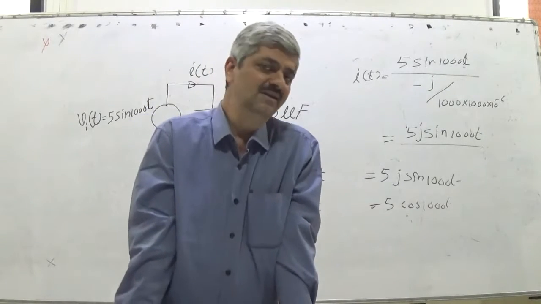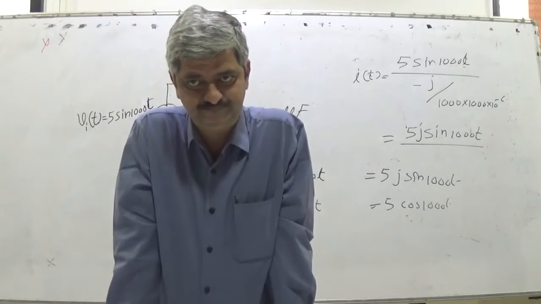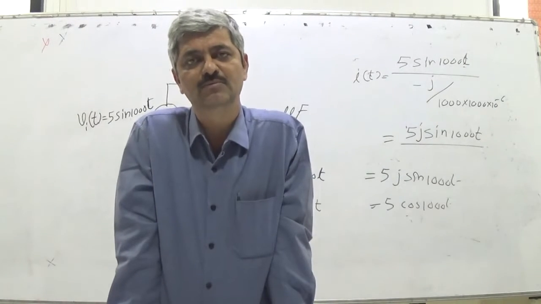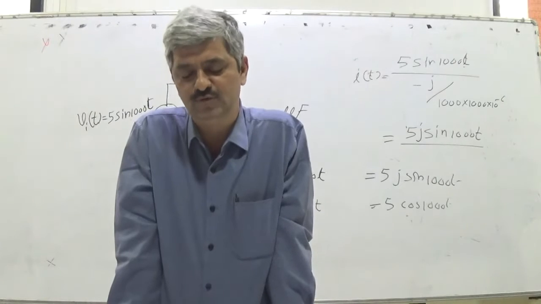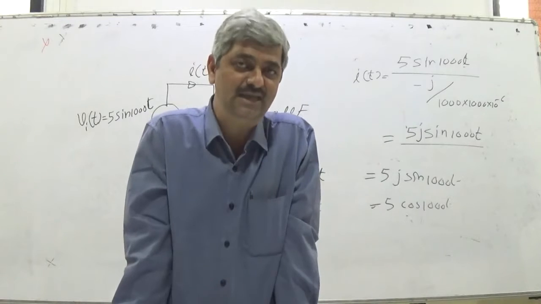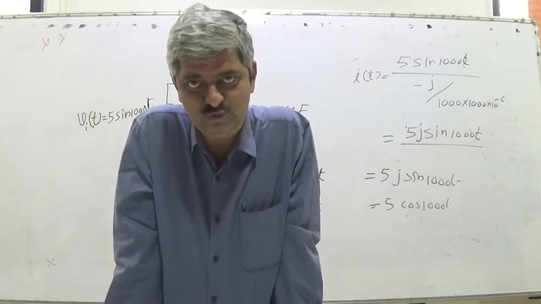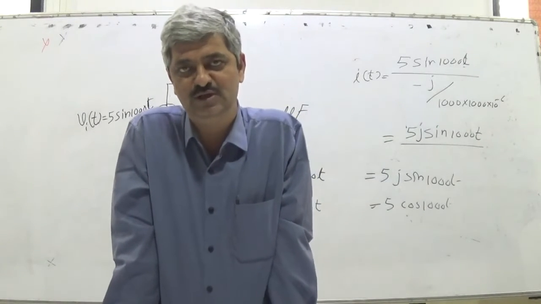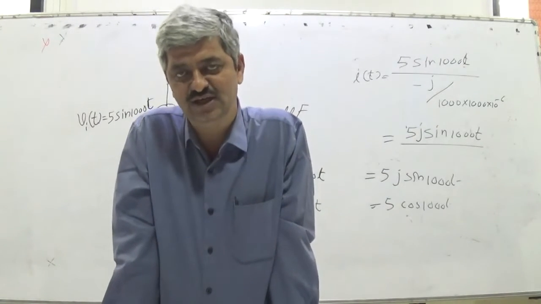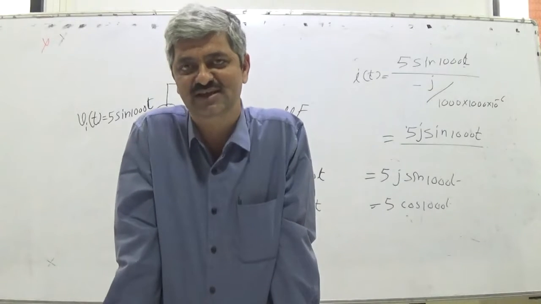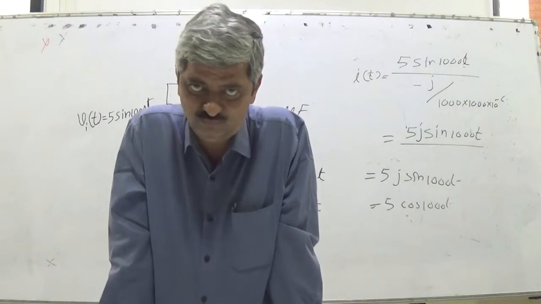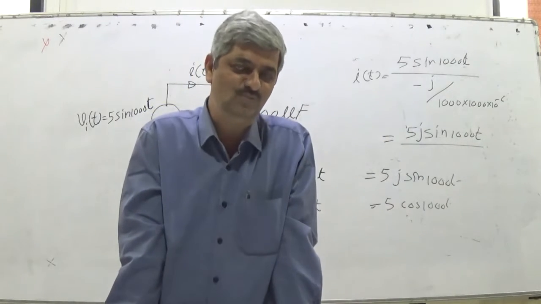So what will happen? From 0 to pi by 2, quarter of a cycle, sine is positive, cos is positive. So their product is positive. In second, sine is still positive, cos is negative. In third, both are negative. In fourth, one is positive, one is negative. So when both are positive, their product is positive. When one is positive and one is negative, their product is negative. When both are negative, their product is positive.